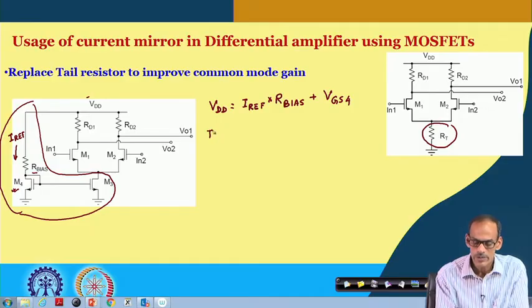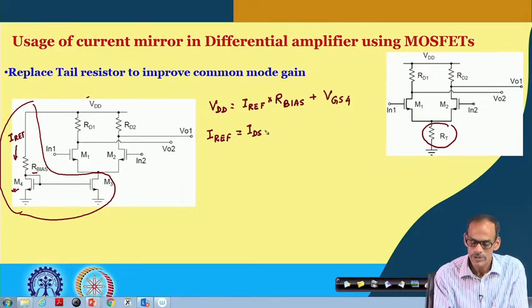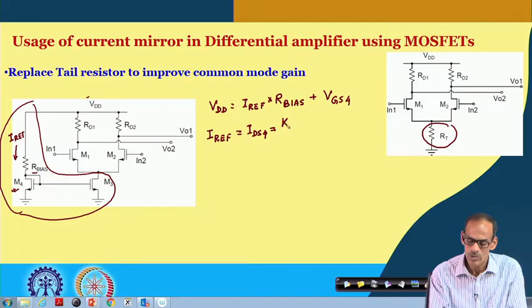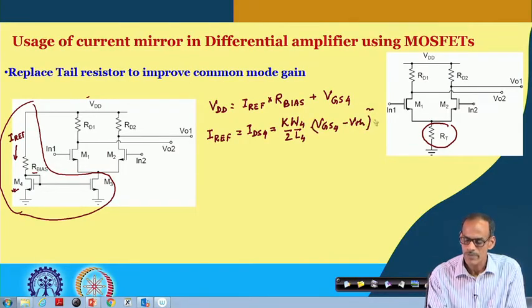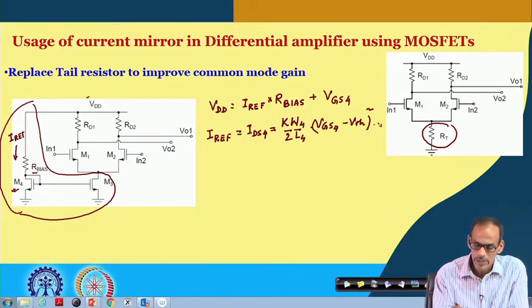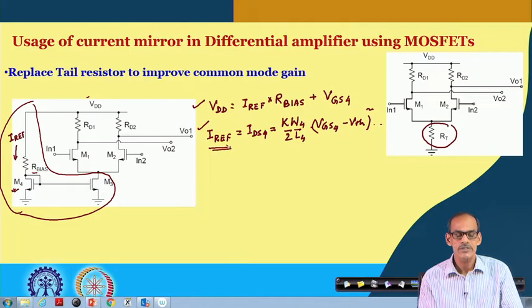On the other hand, I reference is also equal to IDS of transistor 4, and we know this IDS and VGS have a known relationship. So, K W by L by 2 into VGS 4 minus VTH square. We can drop the 1 plus lambda VDS part, and again utilizing these two equations we can find the reference current as we have discussed earlier.